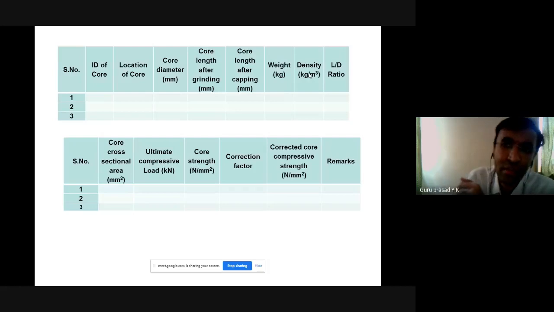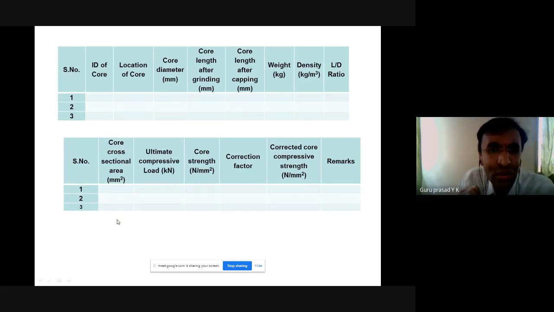Then your L by D ratio, what is that? The height to diameter ratio is also found. Then the cross-sectional area is pi d square by 4, where d is the diameter. For the ultimate compressive load, you put it in a compressive testing machine and find the maximum load it takes. Then ultimate compressive load divided by cross-sectional area gives the core strength.